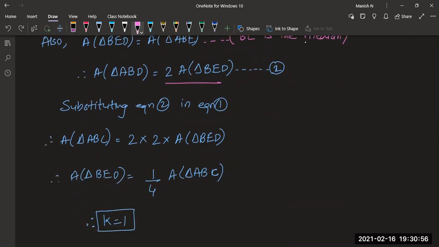So therefore, when you compare this with the given condition, area of triangle BED is K upon 4 times area of triangle ABC, right? If we simply compare it, we would be able to interpret that K is equal to 1, right? So this is how it works, and it's very simple. Although the question might look a little tricky to us, we realize that it was very simple, right?